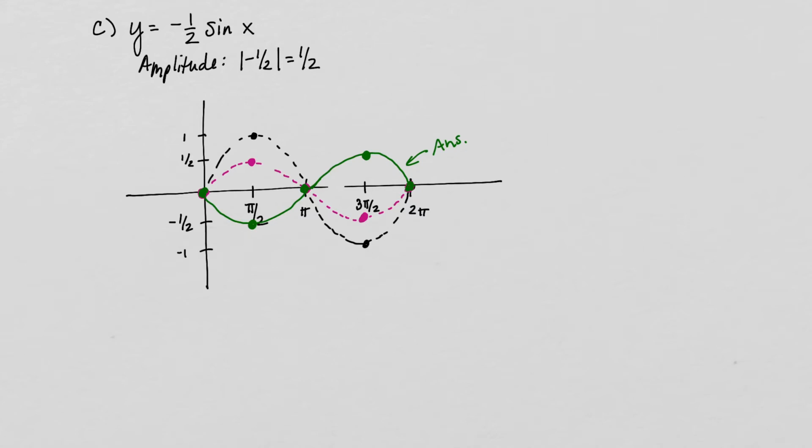So A is going to change how big it is, and then it's going to potentially flip it over. Now we're going to worry about what B does. Okay, so remember, again, we're still dealing with these y equals A sine (Bx minus C) plus or minus D, y equals A cosine (Bx minus C) plus or minus D.